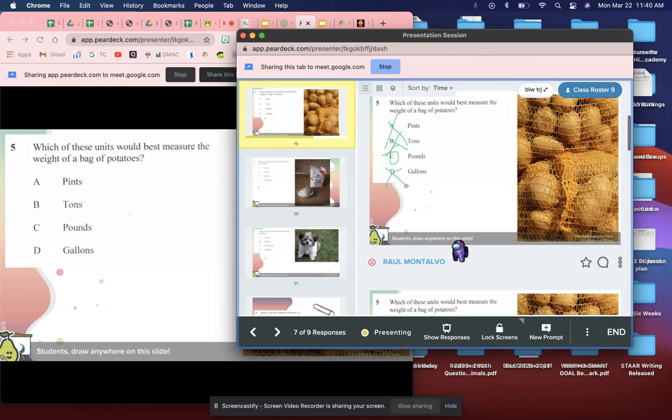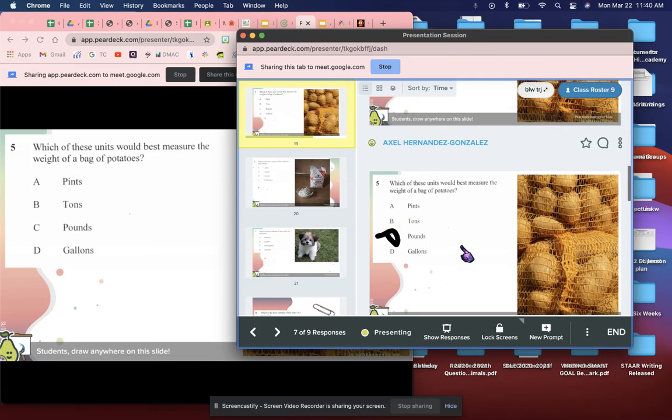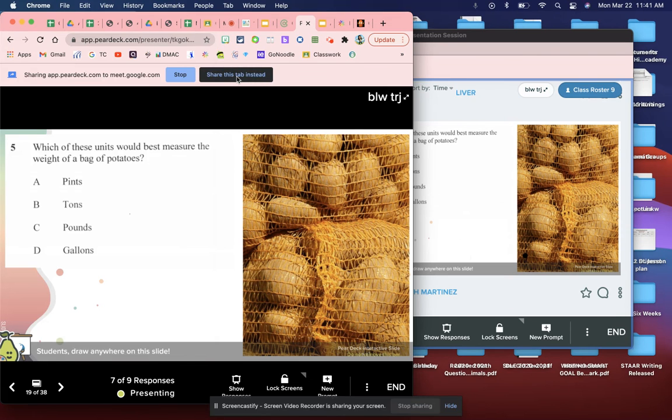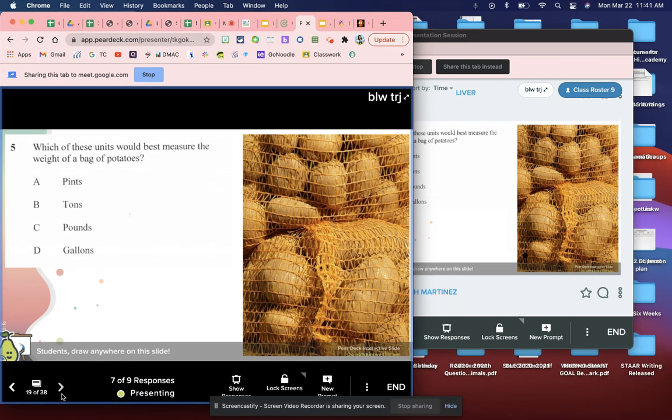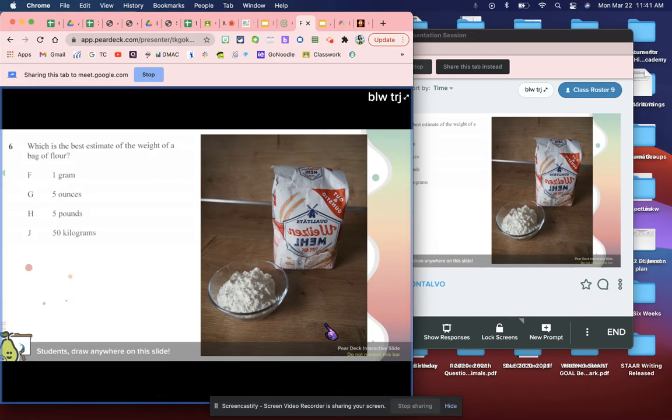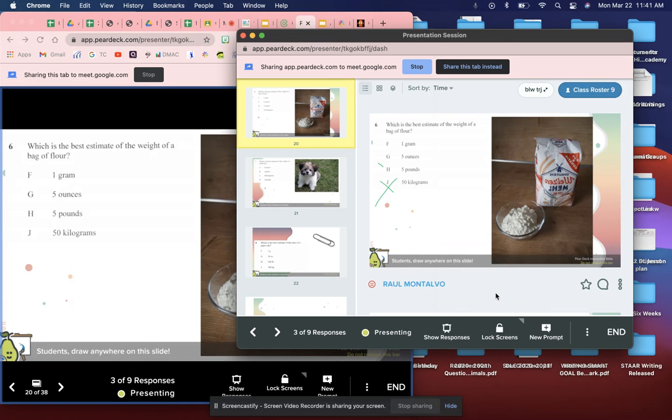The correct answer should have been pounds. Tons would be too big, right? Gallons, that's for liquid. How about the flour? The weight of the flour. 1 bag of flour. Weight, weight of the United States. What do we use in the US? Ounces, pounds, tons.